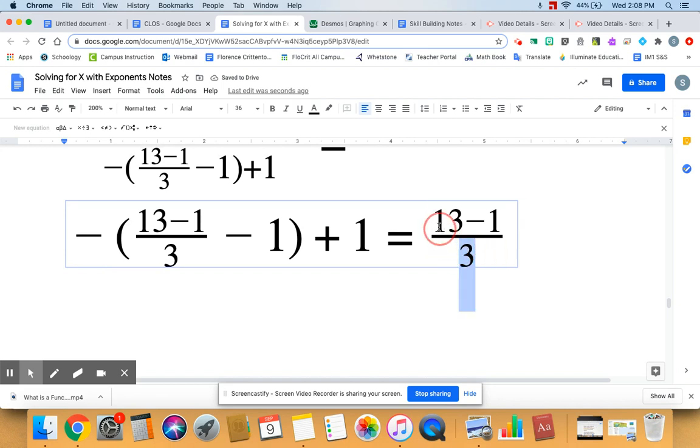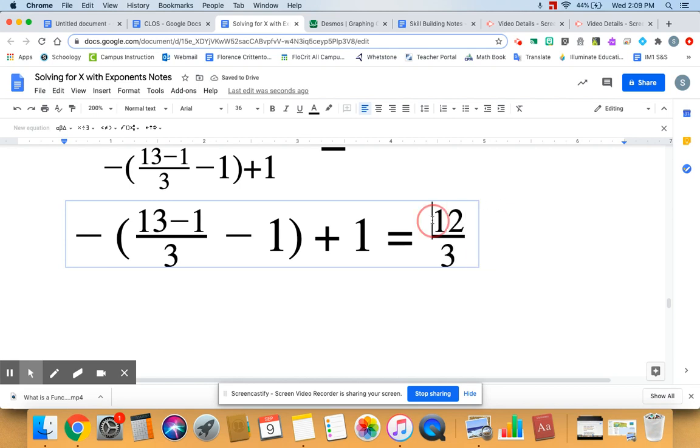Now, in my fraction, to simplify it, I have to restart order of operations, and my first step is grouping. So my bottom has been grouped, my top has not. So to group my top, I just have to do that one step, is 13 minus 1 becomes 12.